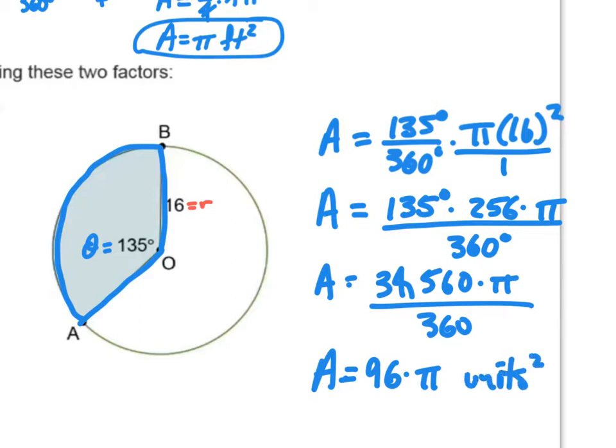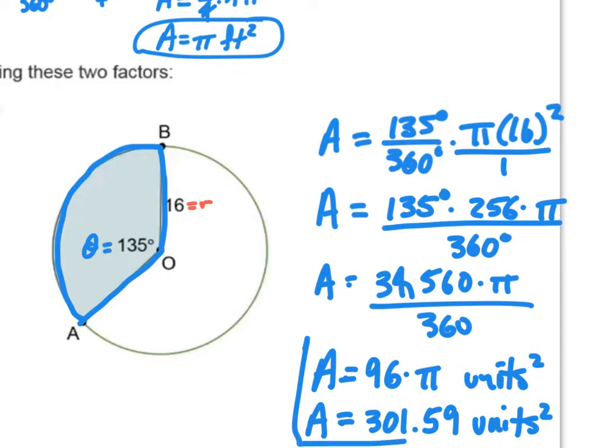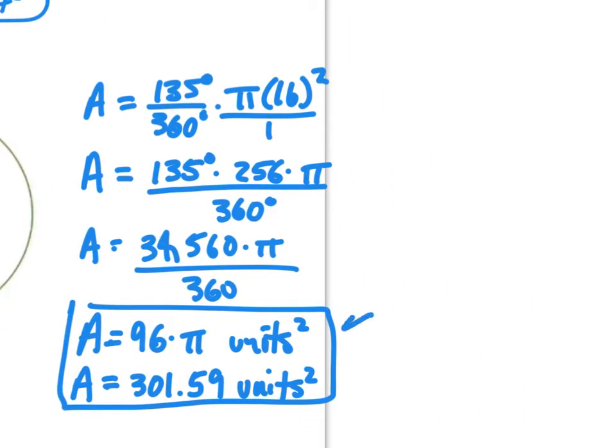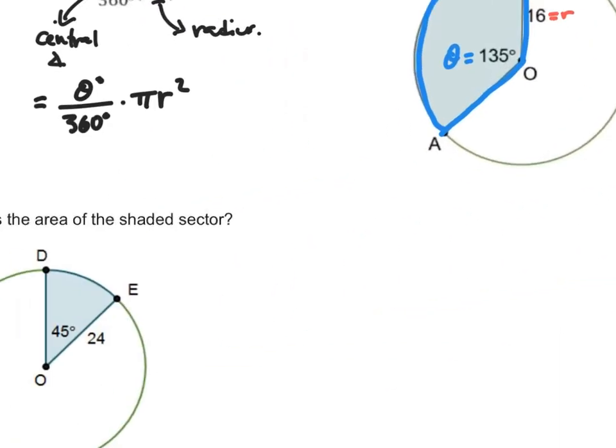Now if I wanted to actually evaluate that, I'd multiply by the number pi, and that would give me an area of the sector of 301.59, and that's units squared. Again, this is my exact answer, and this is my approximate answer. All right, let's take a look at another one.